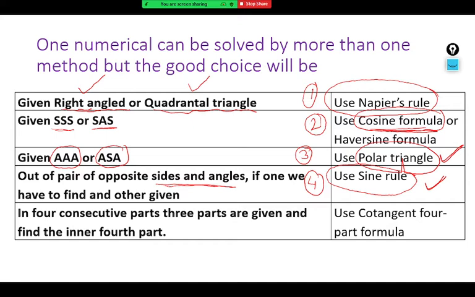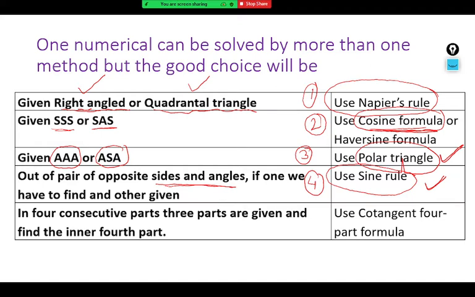All other methods are optional methods, like the Haversine formula or the cotangent formula. That can be used and you will get the same answer there. But obviously, if you came across an ambiguity and you are not able to solve that ambiguity, you should proceed to the Haversine then. So that is about the 4 important methods.